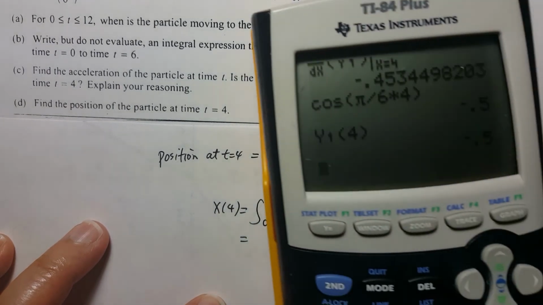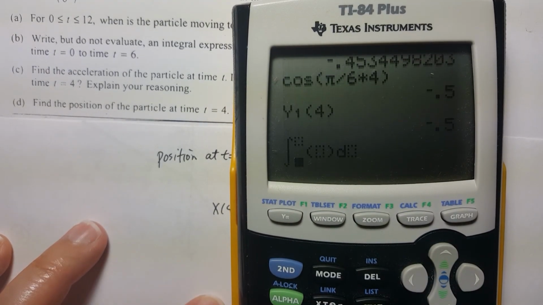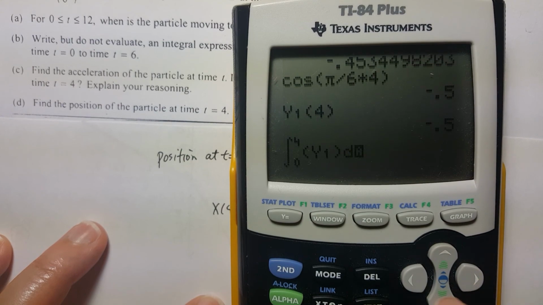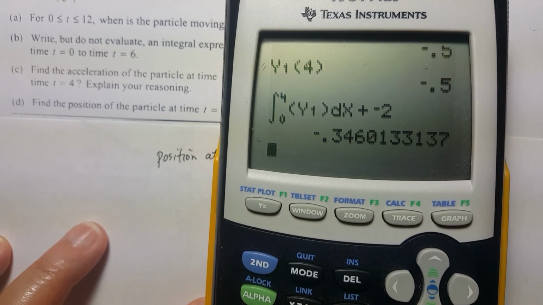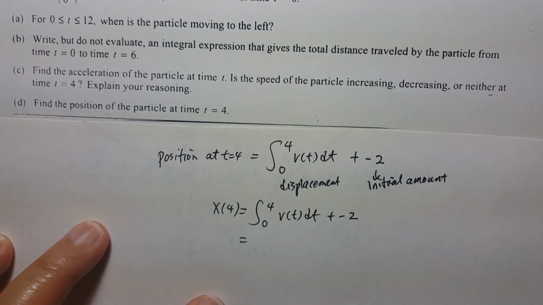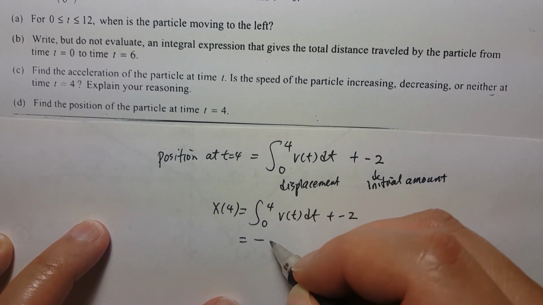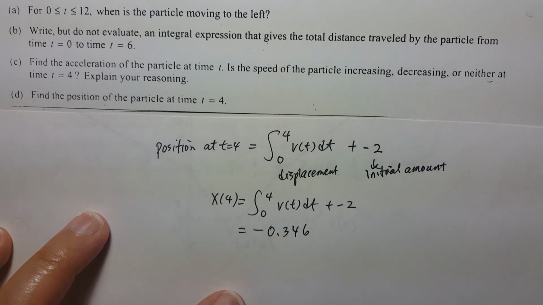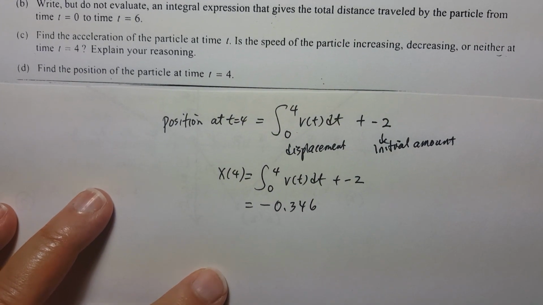So now I'm going to use my calculator, math 9. You're going to do the integral from 0 to 4 of y1 dx, plus negative 2. So I got negative 0.346. So we finished. x of 4 equals negative 0.346.